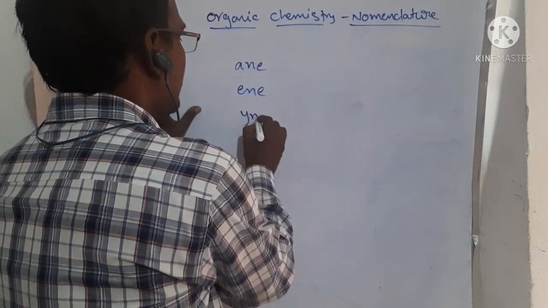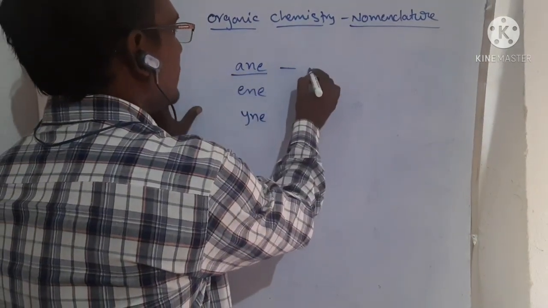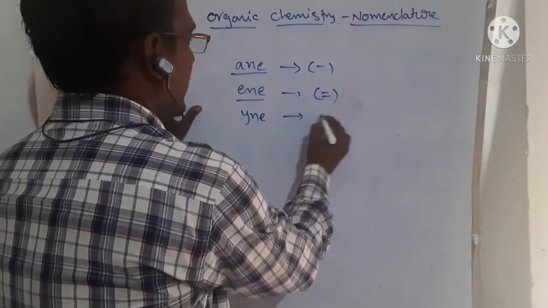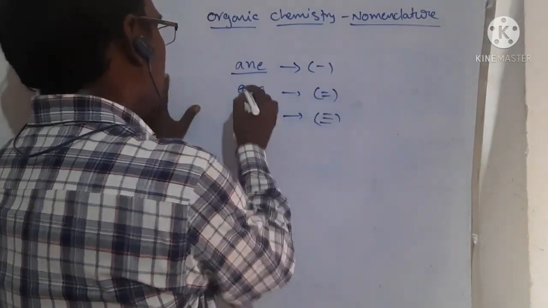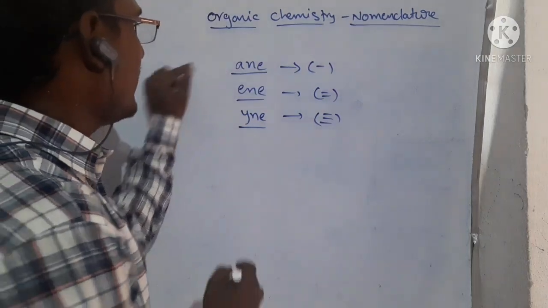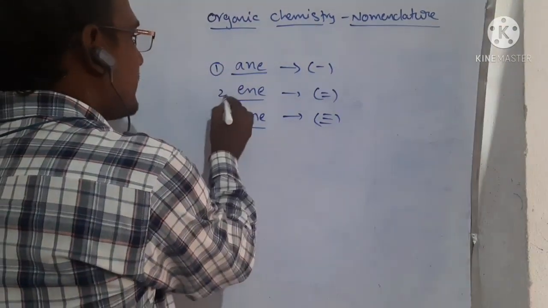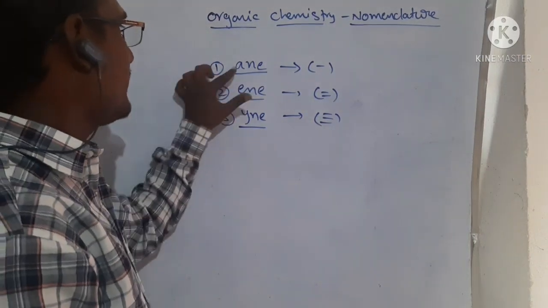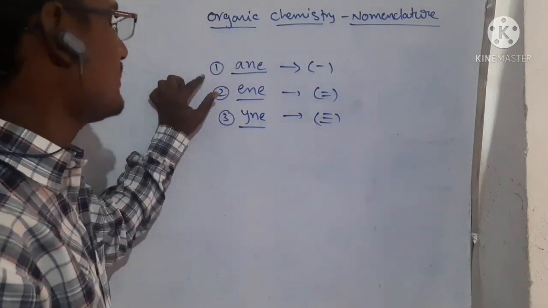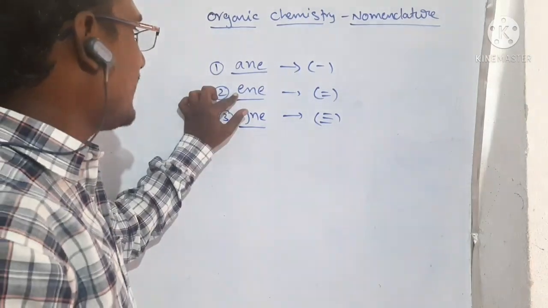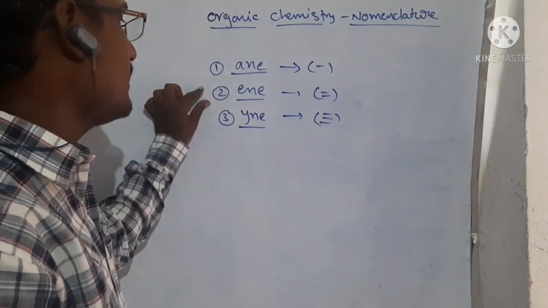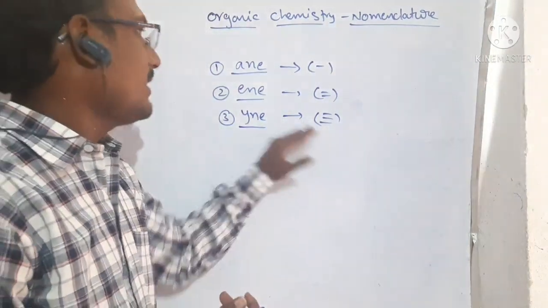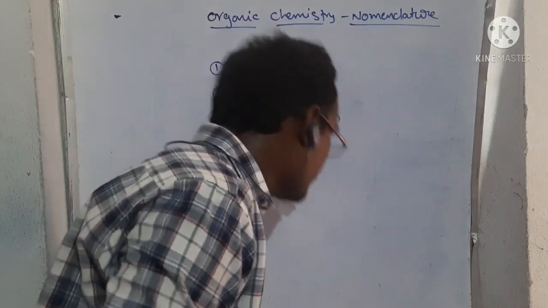Alkanes, alkenes and alkynes: ane is for single bond, ene for double bond, yne for triple bond. In alphabetical order, A comes first, E is second, and Y is third. So we can easily remember: A comes first, that's why it has single bonds. Ene is in second position, that's why it has a double bond. Yne is in third position, that's why it has a triple bond. So we can easily remember it this way. The next one, let us see an example.